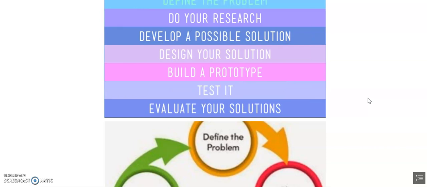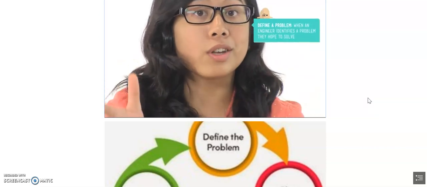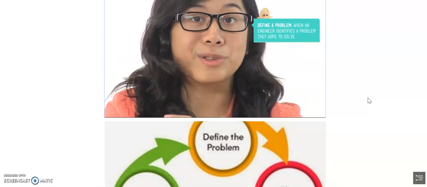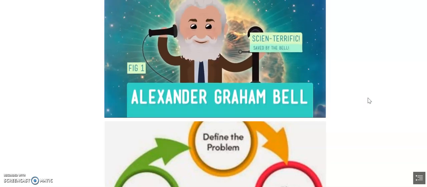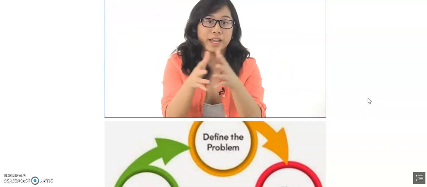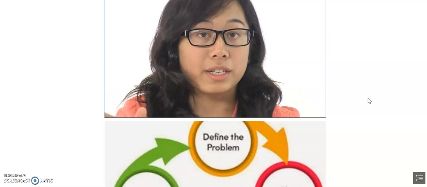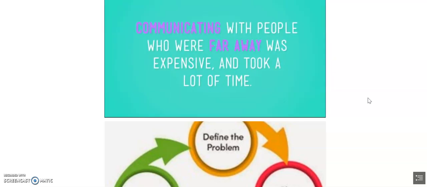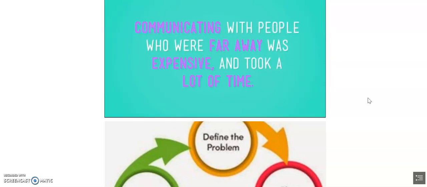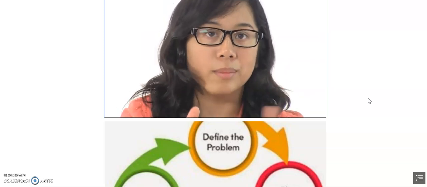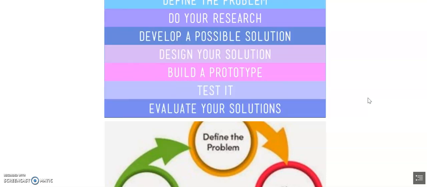First thing you gotta do is just define the problem. I mean, before you can solve a problem, you have to figure out what it is, right? For example, back in the 1800s, an engineer named Alexander Graham Bell was trying to come up with a simpler, cheaper way for people to communicate. Back then, the best you could do was a telegraph, which was an old-fashioned system of sending messages over electrical wires. Bell identified his problem. Communicating with people who were far away was expensive and took a lot of time. So his invention, or solution to this problem, was something you may have heard of. The telephone.